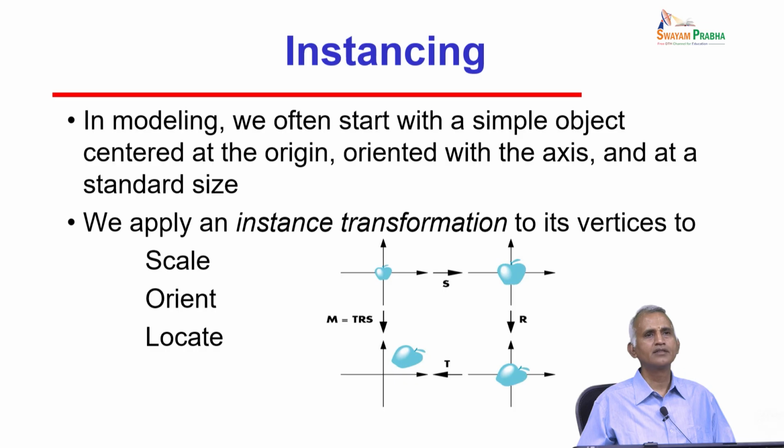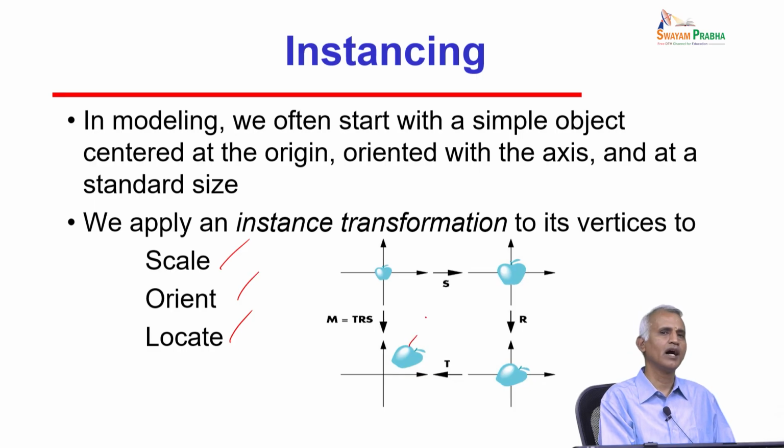Now, for instancing, in modeling we often start with a simple object centered at the origin, oriented with the axes and at a standard size. What is required is scale, orient and location. So, we apply the instance transformation to its vertices to scale, orient and locate, and then we have a mapping like that. So, let us start with the x axis, y axis, and we have the picture of an apple.